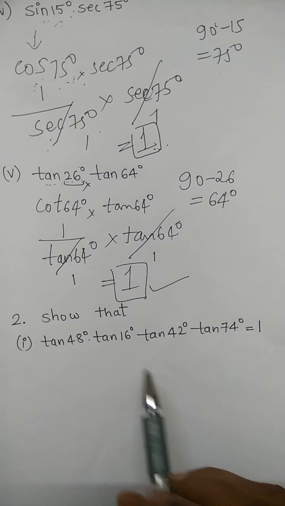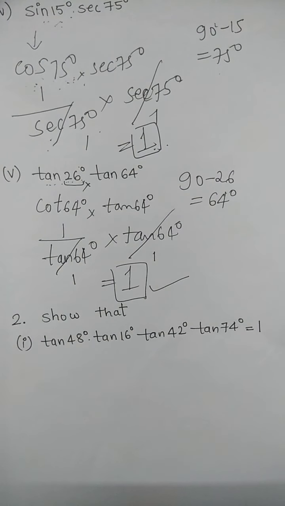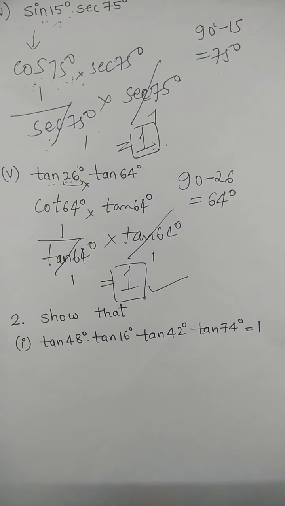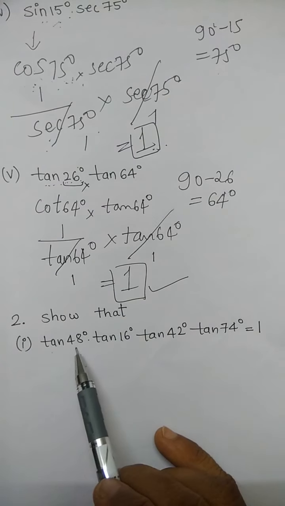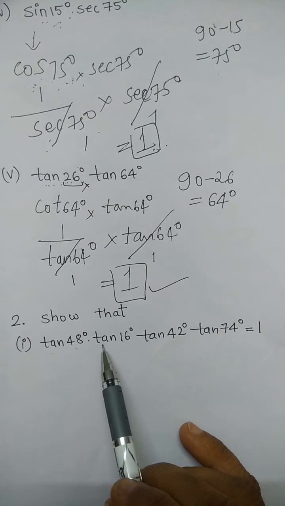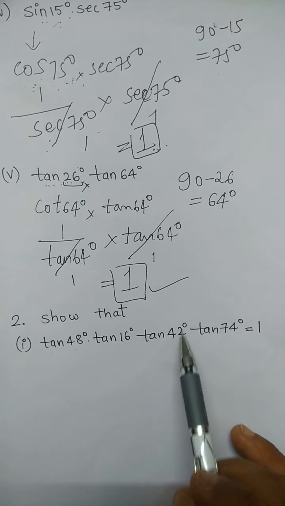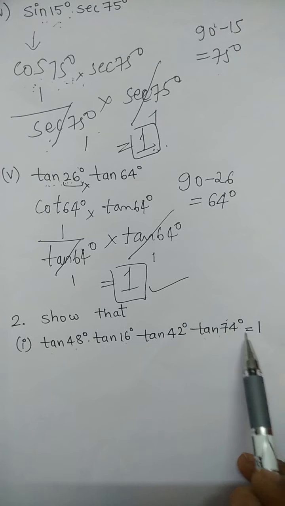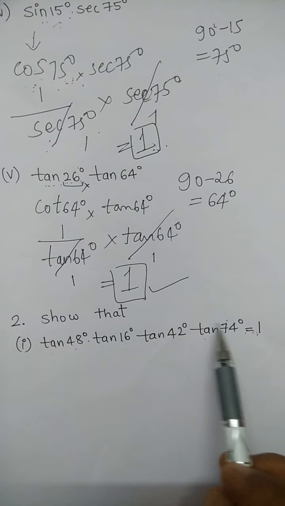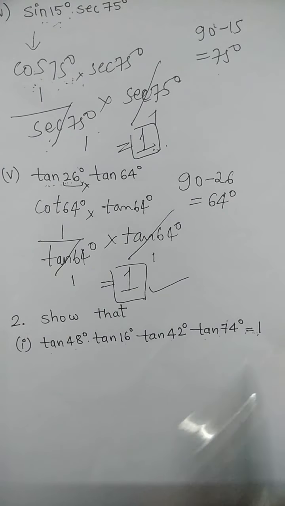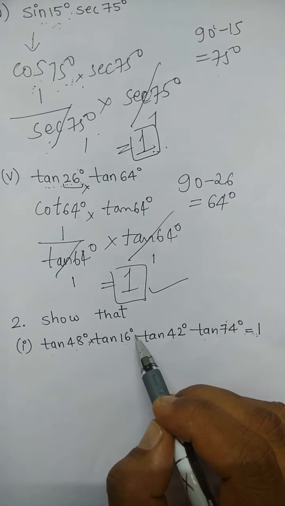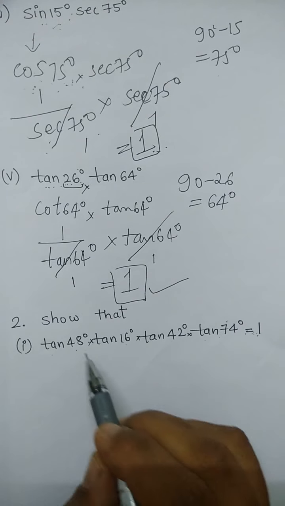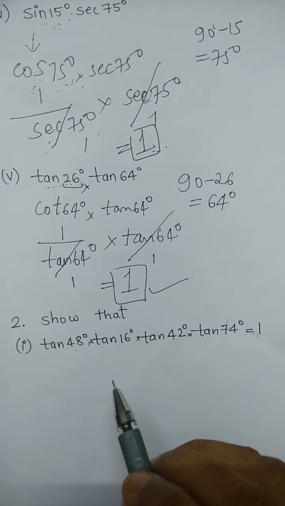Come on now. This problem is a little bit tricky. How will you solve this problem? We have tan 48 degree, tan 16 degree, tan 42 degree, tan 74 degree is equal to 1. This you have to show. This full value is equal to 1. That we have to show. Now, here no sign in the middle means it is into. These all are multiplied. Now what you have to do?